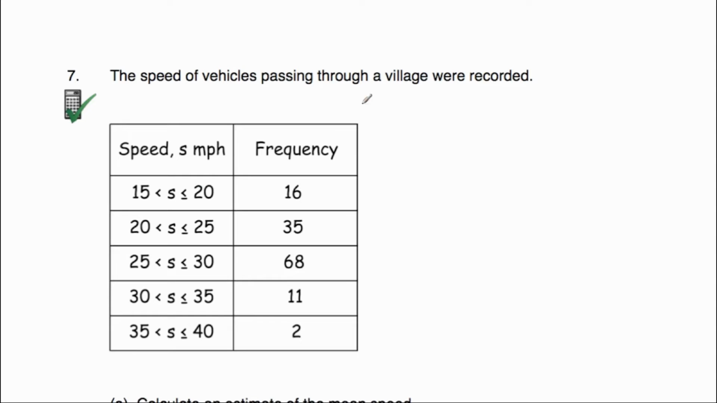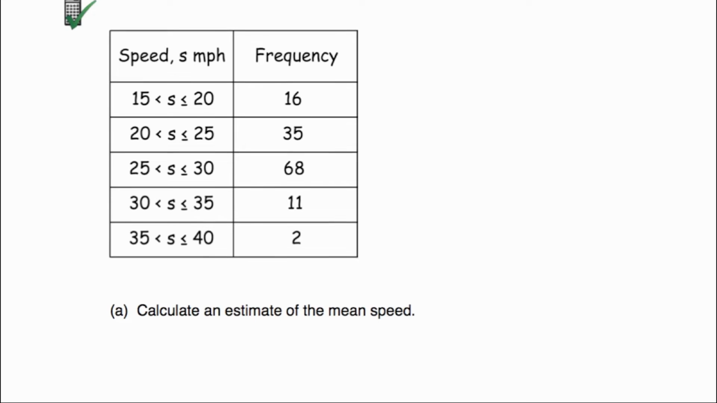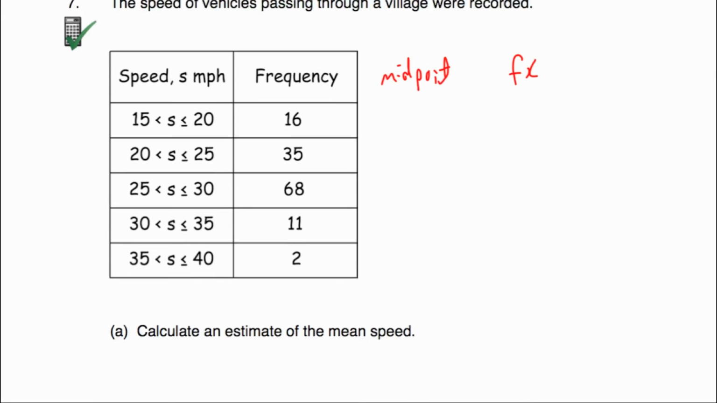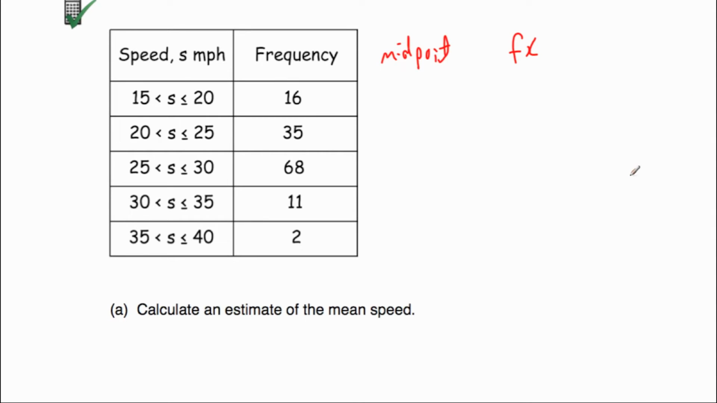So question 7 says the speed of vehicles passing through a village were recorded. So here's a table and it tells us the speed of vehicles passing through a village. And part A says work out an estimate for the mean speed. So we're going to add on our columns, our midpoint and our fx. Now we have gone through 6 questions already and I've gone through them in quite detailed explaining why we're doing each step and so on. In this question I'm just going to go through it normally.